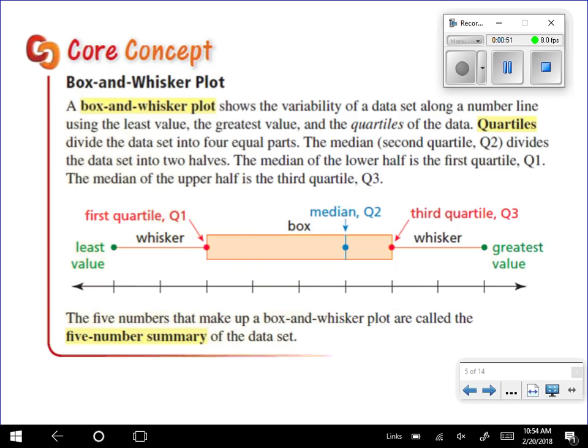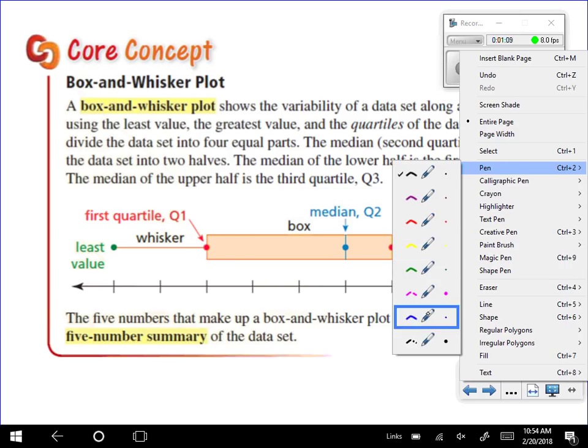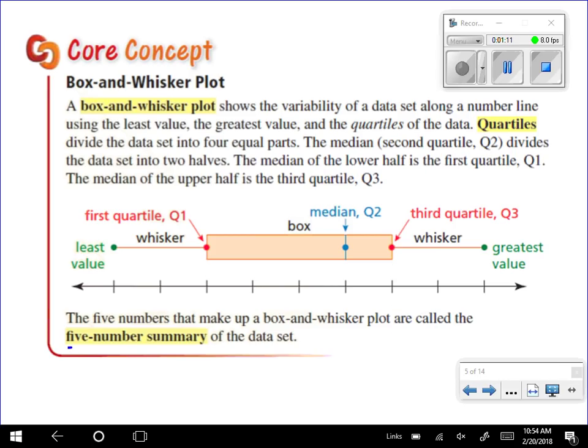Okay. A box and whisker plot shows the variability of data along a number line. So you'll see the number line down here, and we'll be creating a number line anytime we make a box and whisker plot. Okay, we use 5 numbers that make up the 5-number summary when we're working with box and whisker plots. So every time we have to make one, we need these 5 numbers. So here are the 5 numbers. The least value, pretty easy to spot. The greatest value, also pretty easy to spot. Okay, and then the quartiles of the data, which we're going to talk about.